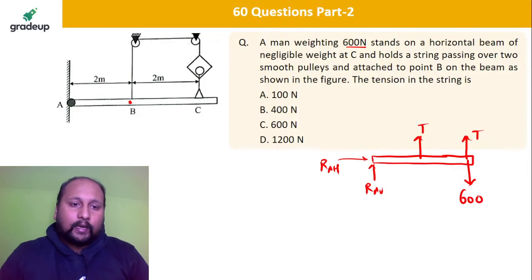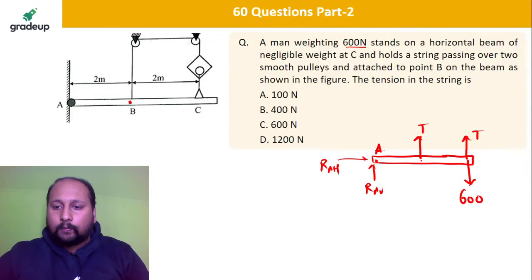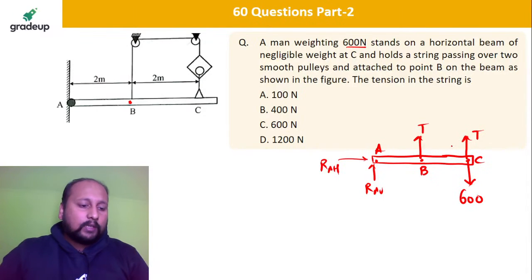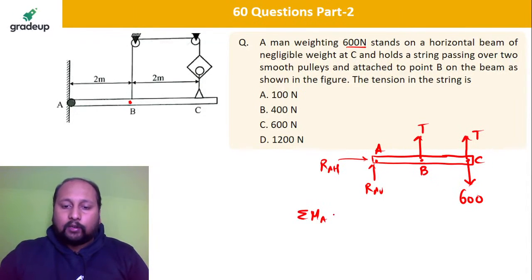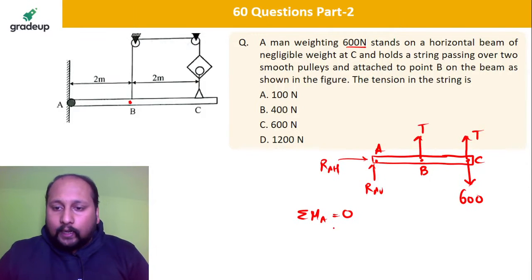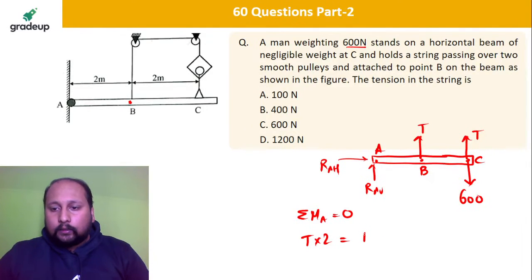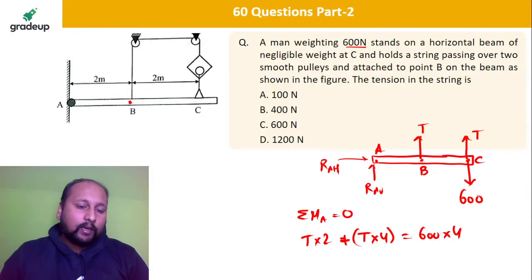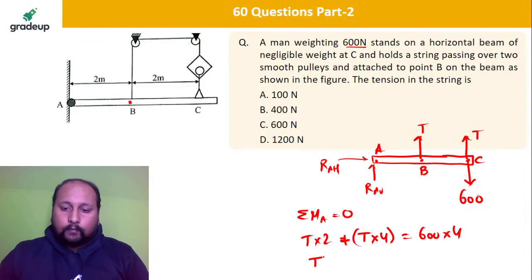Tell me how to calculate. This is point A, this is point B, and this is point C. Most easy: take moment about point A and make it equal to 0. So if you take moment about point A, this will be T into 2 plus T into 4 is equal to 600 into 4. Tell me what value of tension you are getting. A, B, C, D. So this will be 600 into 4 by 6, that is equal to 400 Newton.